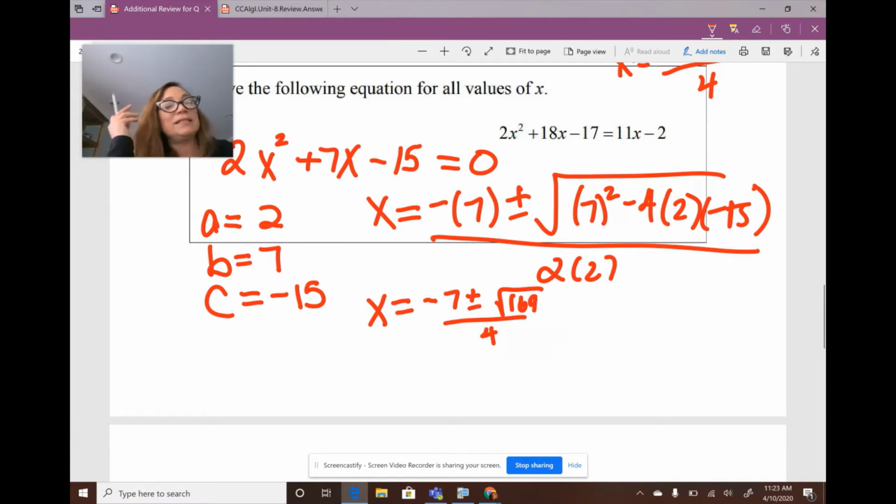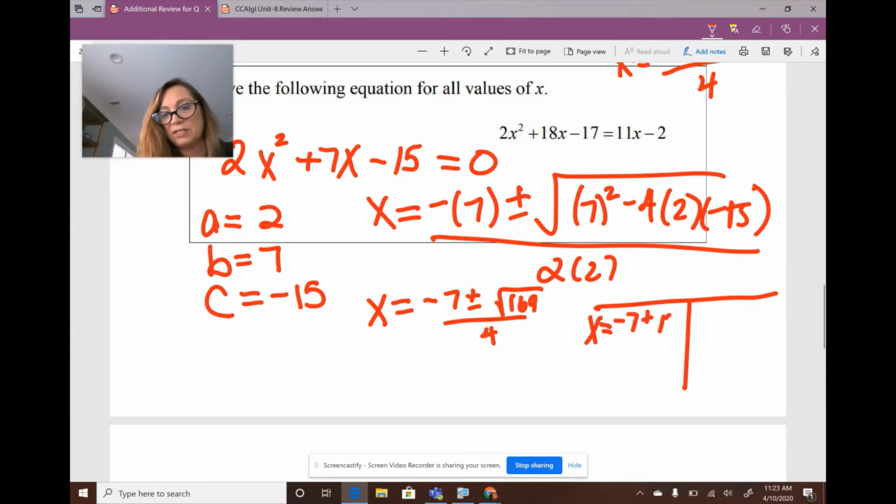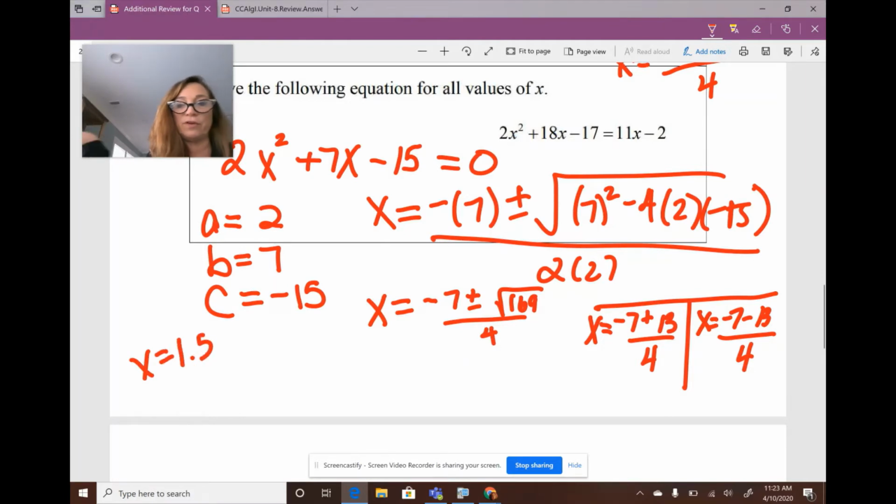Square root of 169. Sound familiar? Yeah, we're going to get rational answers. I like when I get rational answers. And you can totally use your calculator to help you with this. x is equal to negative 7 plus 13 over 4, and x is equal to negative 7 minus 13 over 4. So when I calculate these, I get x equals 1.5 or 3 over 2, and x equals negative 5.